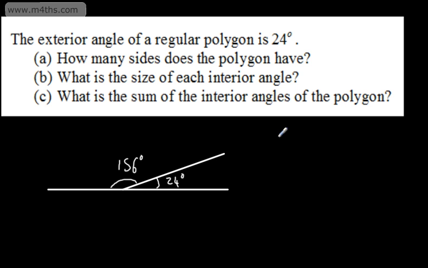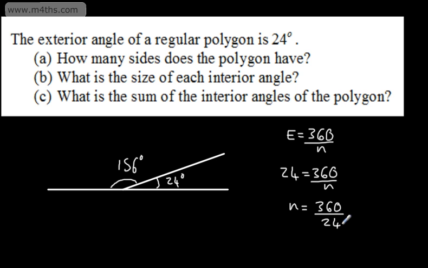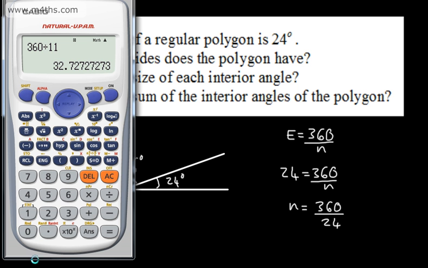We know for the exterior angles, one exterior angle is going to be equal to 360 divided by the number of sides. So we can say that 24 is going to be equal to 360 divided by the number of sides. So the number of sides will be equal to 360 divided by 24. What's that going to give us? That's going to give us 12. Let's just put that in.